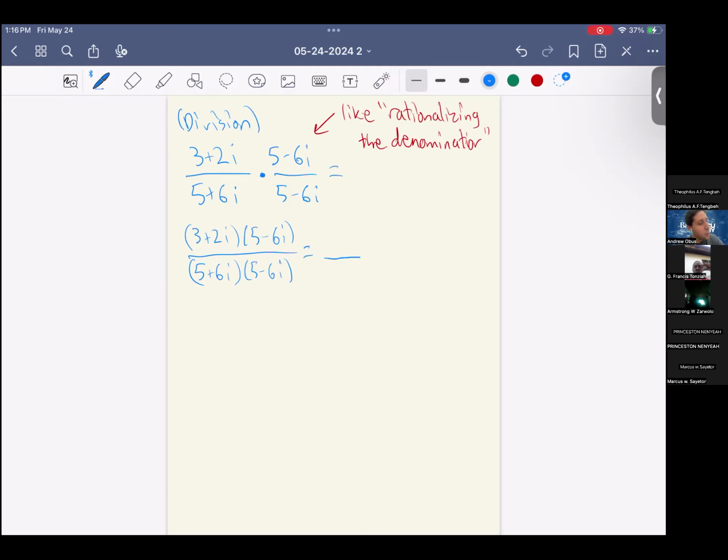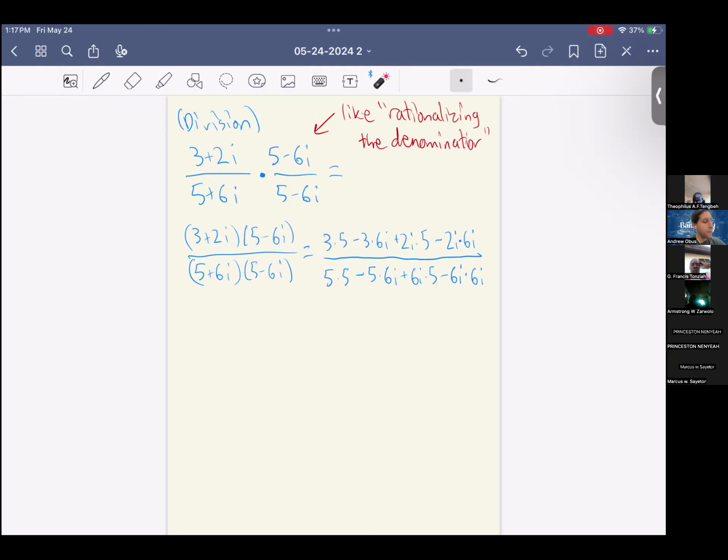Okay, right? We just multiply the numerators and multiply the denominators. So what happens? Well, in the numerator, we do the same thing, right? We have 3 times 5 minus 3 times 6i plus 2i times 5 minus 2i times 6i. Right? This is what happens if you multiply out all of the terms in the numerator. And then in the denominator, we get 5 times 5, then minus 5 times 6i, and then plus 6i times 5, and then minus 6i times 6i. Right? So this is what we get if we write out all of the terms in the numerator and all of the terms in the denominator.